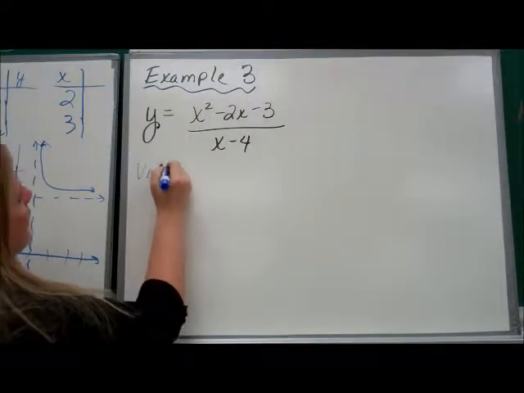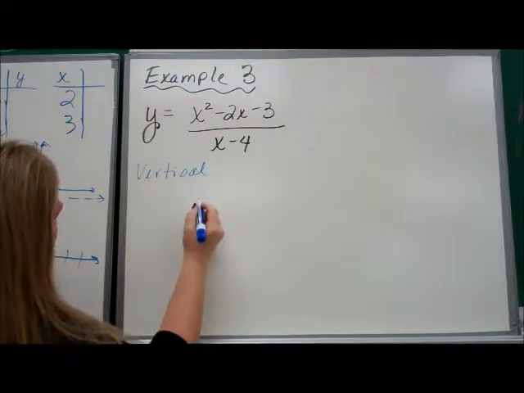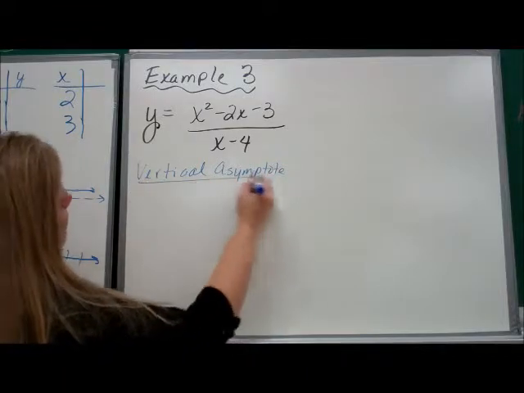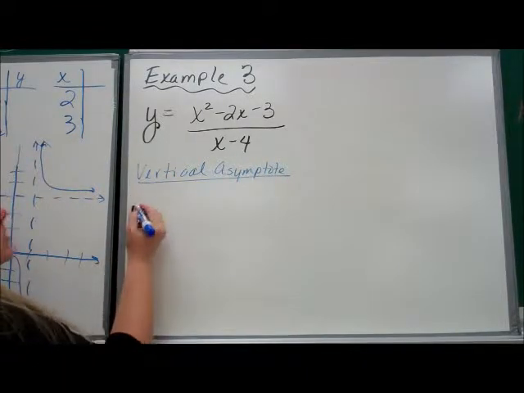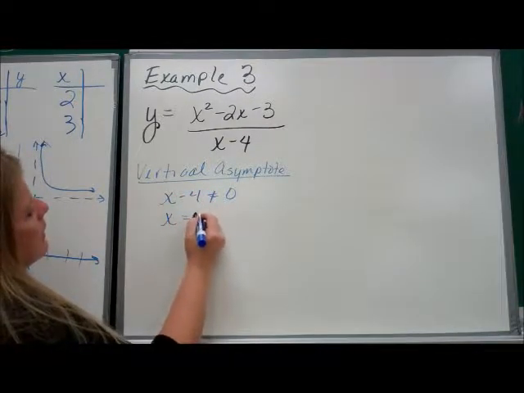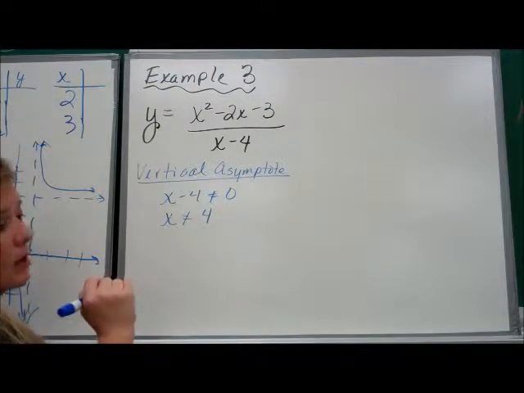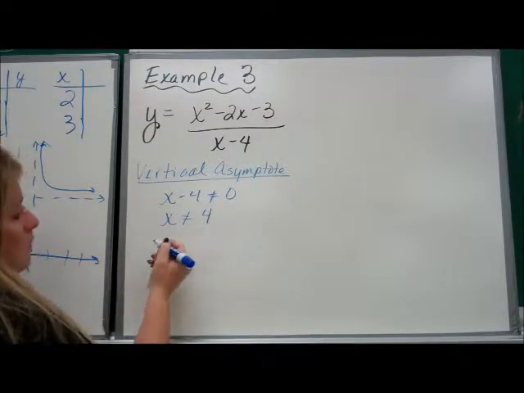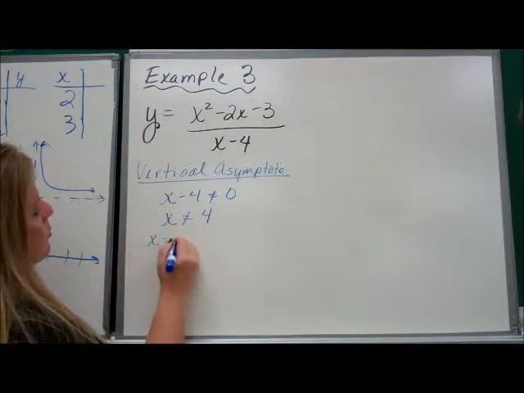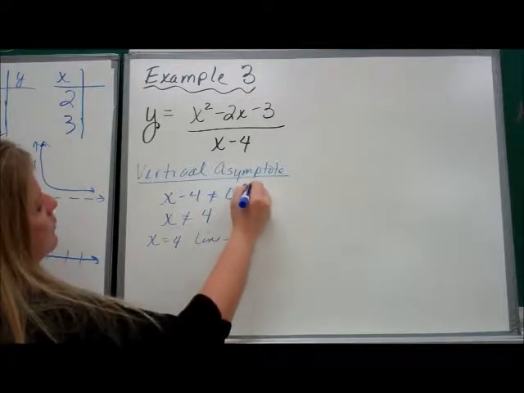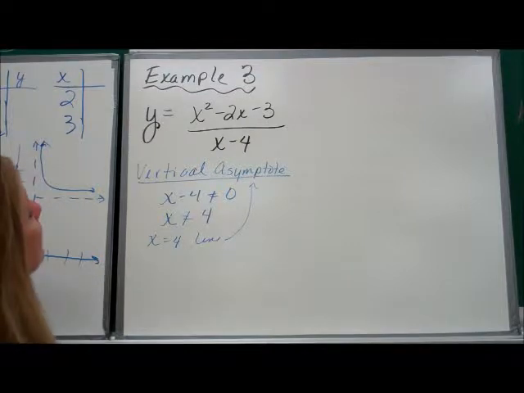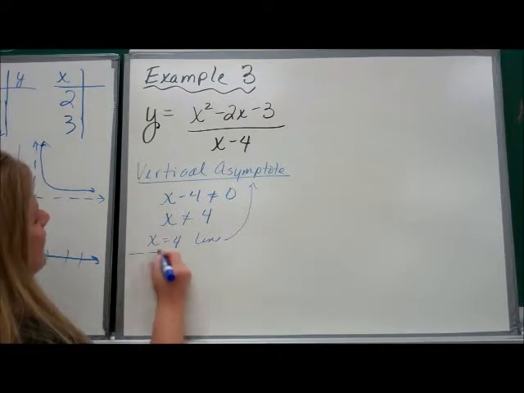Here we've got vertical asymptotes. With this one, it's going to be x minus 4 cannot equal 0, so x cannot equal 4. That's called the point of discontinuity. We're going to talk about that in a minute too. So the line x equals 4, that is the vertical asymptote. I should have been putting it to you like that from the beginning. My bad. Then horizontal asymptotes.